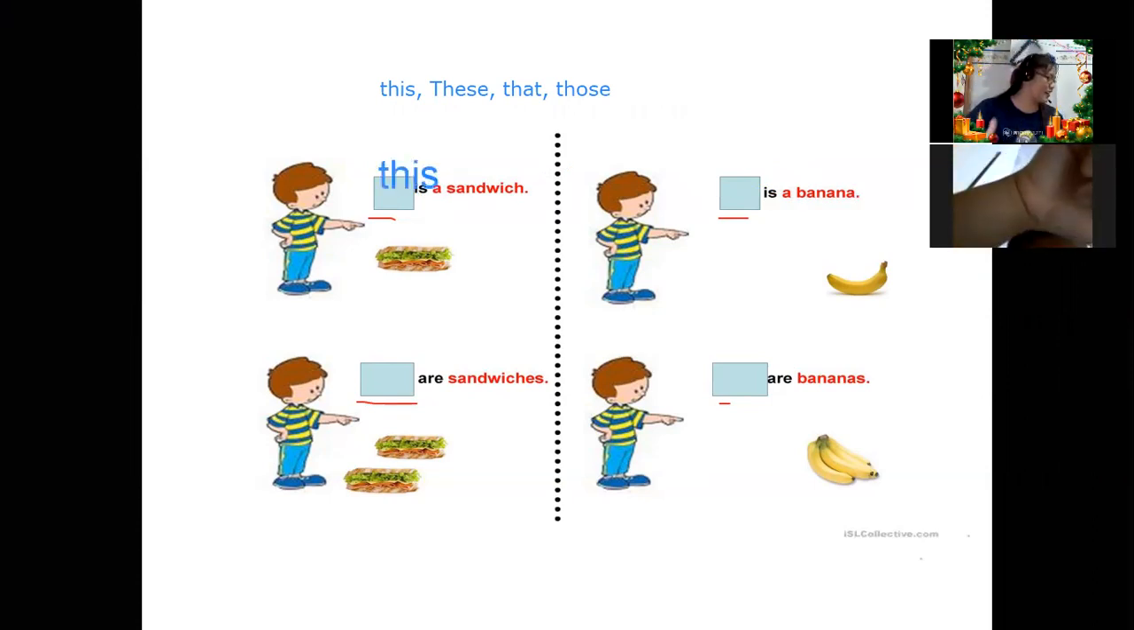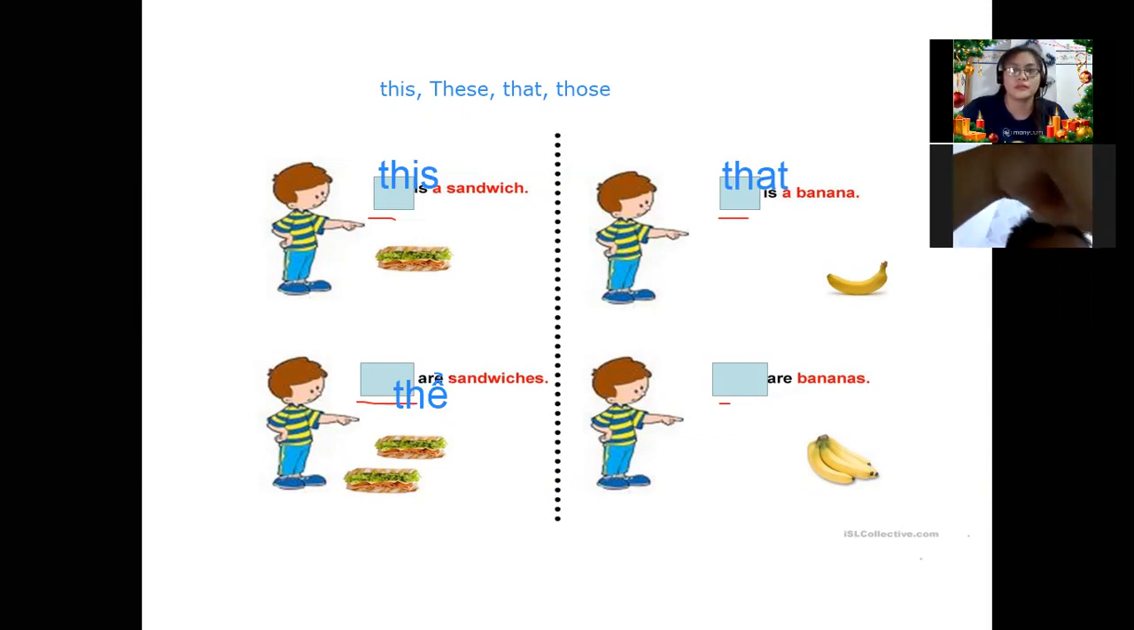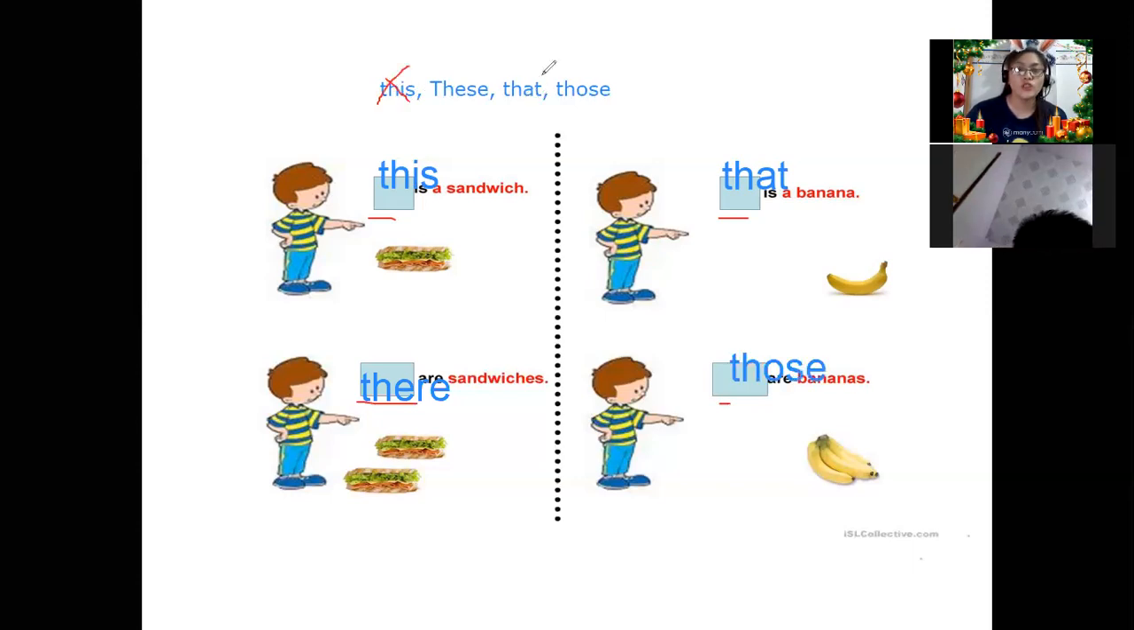Okay, very good. Wow, very good. That's very good. Oh, don't you choose from here, from this four. There is no "there" on this four, but this one. No. Oh, can you write? Can you write this one? These?